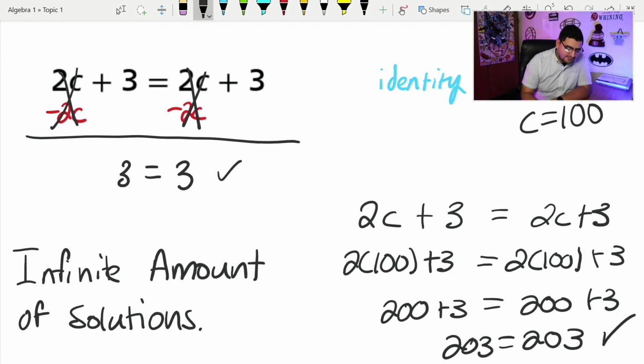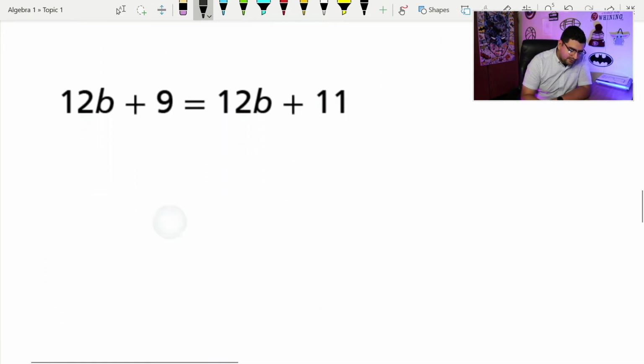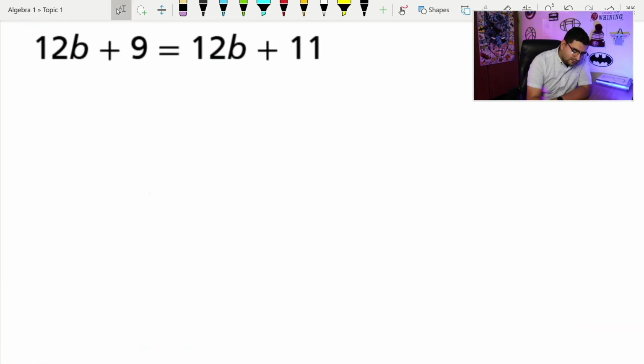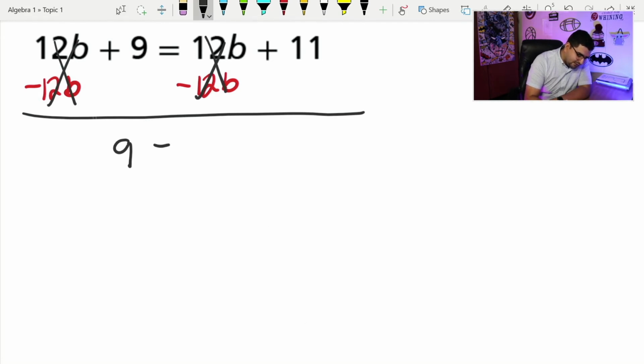Okay, let's look at the next problem. We got 12b plus 9 and 12b plus 11. So in this problem, if I wanted to solve it and get my variables on the same side, I would simply subtract 12b from both sides. Again, I notice that the b's cancel out on both sides, leaving me with 9 equals 11. Now, unlike the first problem, 9 equals 11 is not a true statement. This is not true.